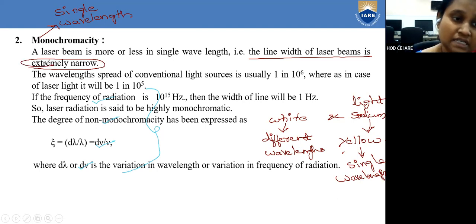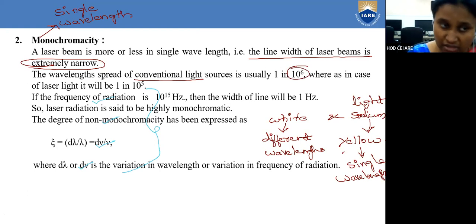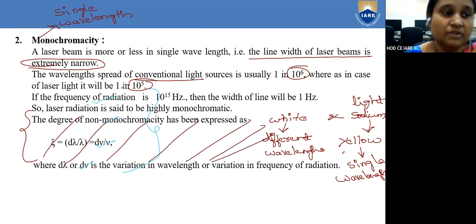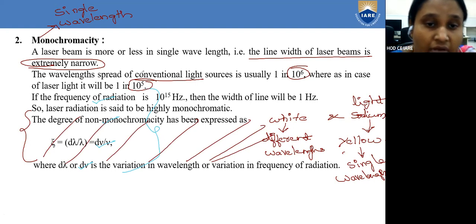If you compare this laser light with normal light, in conventional light, that is normal light, what is the line width? It falls in 10 to the power of 6, whereas for laser light it will be 10 to the power of 5. This one you need not take down; generally we won't ask it. When we say that it is monochromatic, we have to say that it exhibits a single wavelength and also that the line width of the laser beam is extremely narrow. I hope you are able to understand.